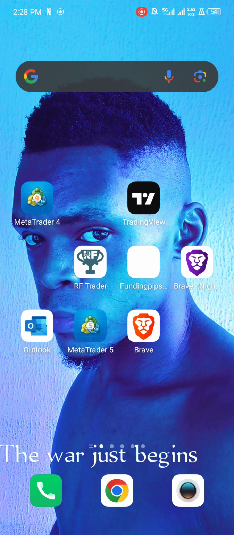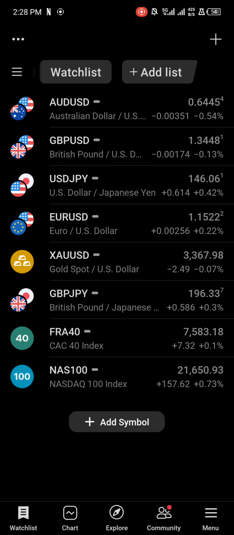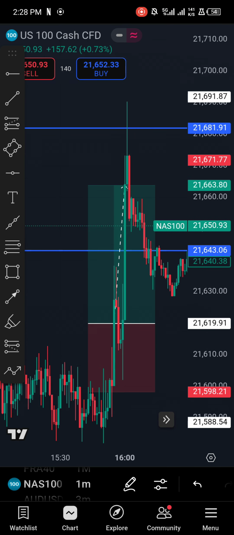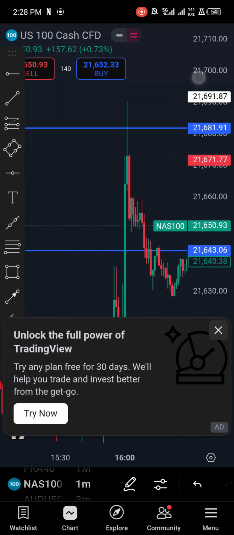So good day guys, today I'll be showing you how I frame my trade setup and how I trade mostly. So let's come to TradingView here. Let me remove all these indicators, all these lines.